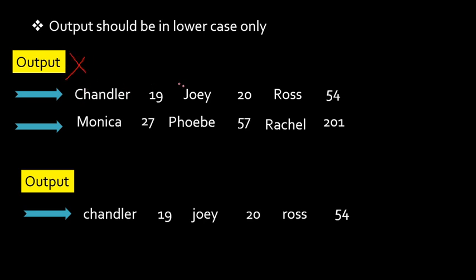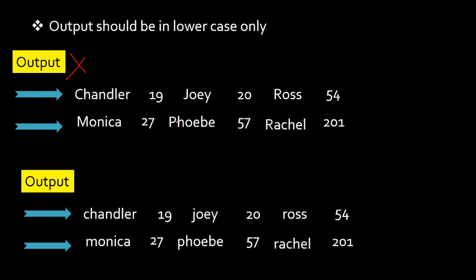Because you have upper cases, they told you should have only lowercase letters, so change it into lowercase. Similarly, for the second output, in Monica, capital M will change as small m. No change to the number. What about Phoebe? Capital P will change as small p. No change to the number. And for Rachel, capital R will change as small r. No changes to the number. This is the right output.